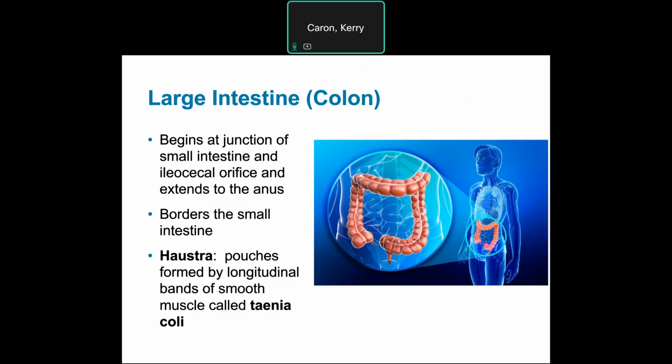Okay, now the small intestine is going to meet the large intestine at the ileocecal orifice or the ileocecal valve, and that extends down to the anus. It borders or outlines the small intestine. The haustra are pouches, almost like little balloons, formed by longitudinal bands of small muscle called the taenia coli.